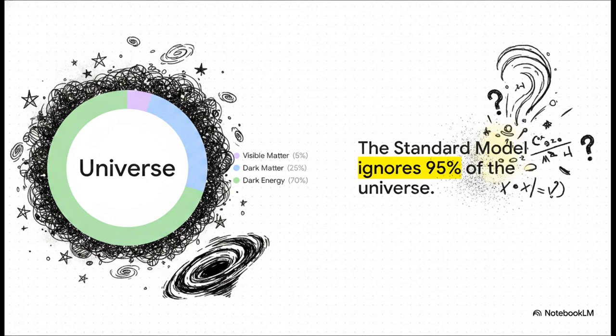Cosmological measurements clearly show that all the ordinary matter, the quarks, the electrons, the gauge bosons, makes up a mere 5% of the mass energy density of the universe. The rest is roughly 25% dark matter and 70% dark energy. And our beautiful, perfect equation says absolutely nothing about them.